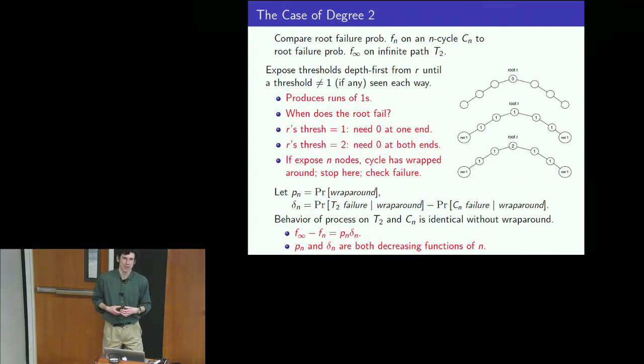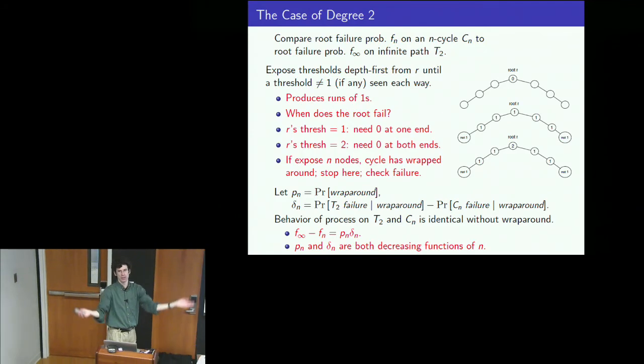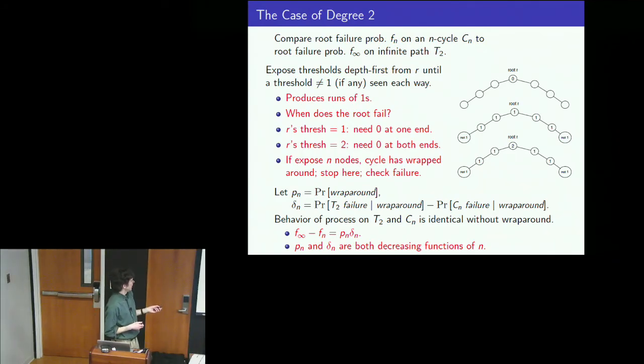Now, it's clear that P sub n, the probability of wraparound, is going down with n. Because in order to wrap around, I need to follow 1s all the way until I've hit n nodes. And if n is bigger, it's harder to keep generating 1s as long as I need them. With a little more work, and I won't go into the details here, but happy to talk about later, you can also show that this difference is actually a decreasing function of n. So conditioned on wraparound, this failure probability is getting higher, and so this difference is getting lower.